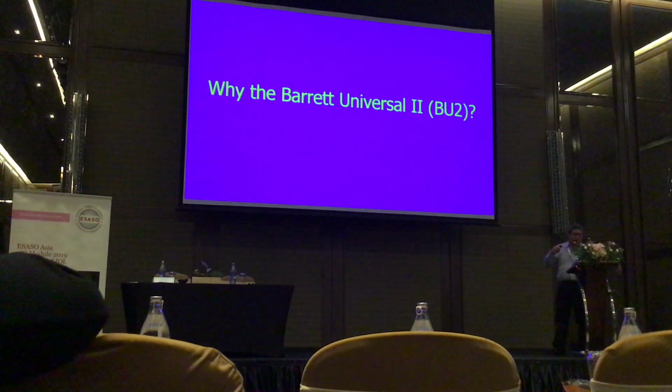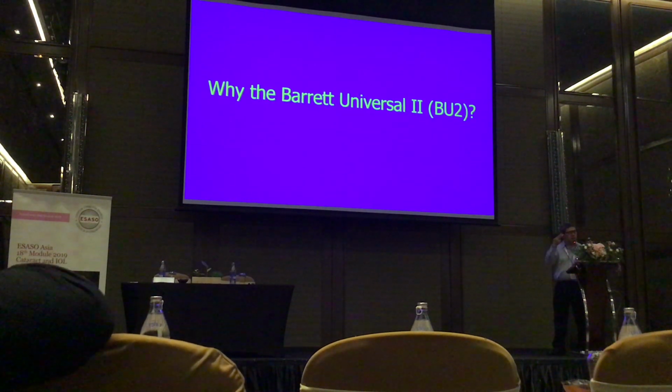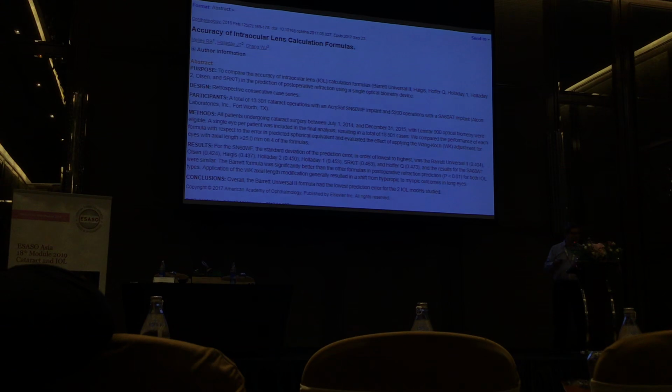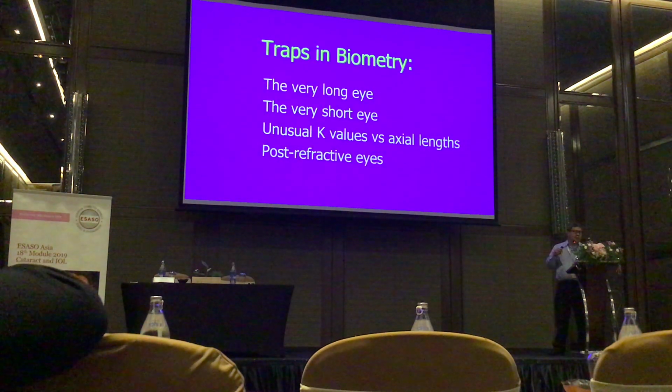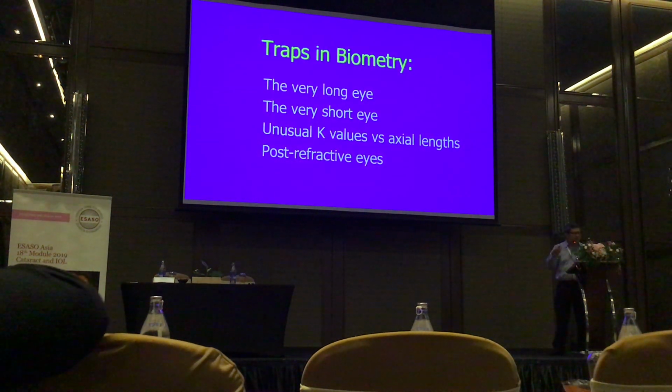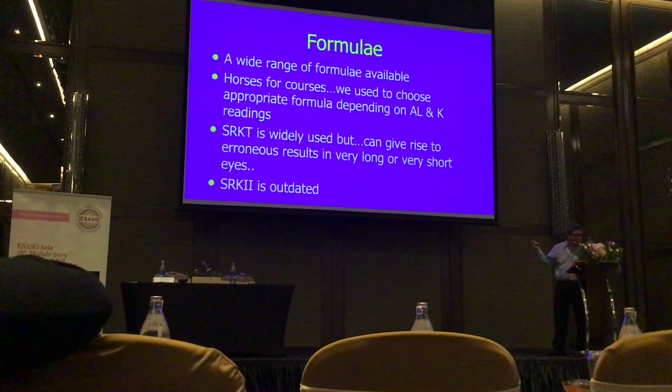Now, just a quick word about why the Barrett Universal 2 works better than SRKT. Those of you who are still using it, I hope that this convinces you. Now, we know from many, many papers that the Barrett formula has the lowest prediction error for many things when you compare the different formulas up here. So that's why we use it. The traps in biometry, Han Bo alluded to that: very long eyes, very short eyes, unusual K values, post-refractive eyes. Those are all minefields for us. And you've got so many formulas.